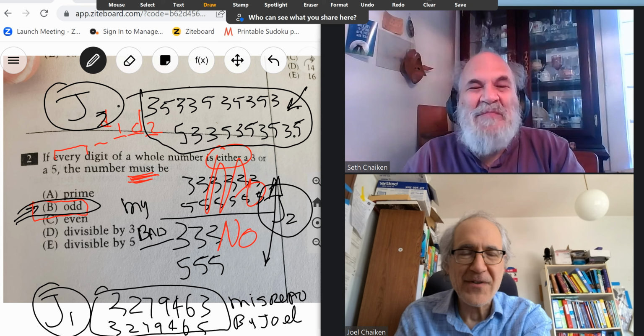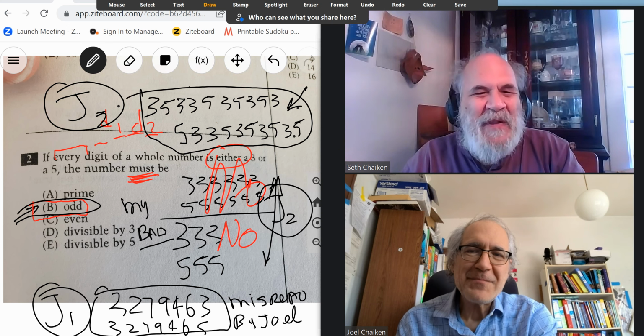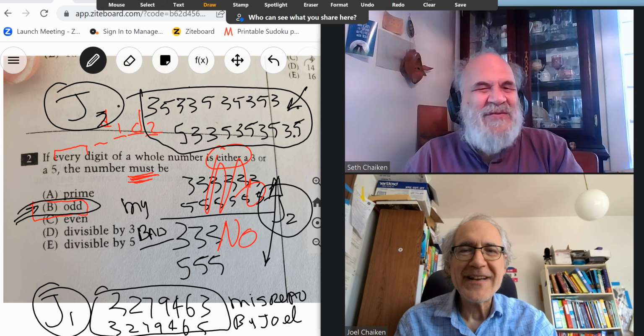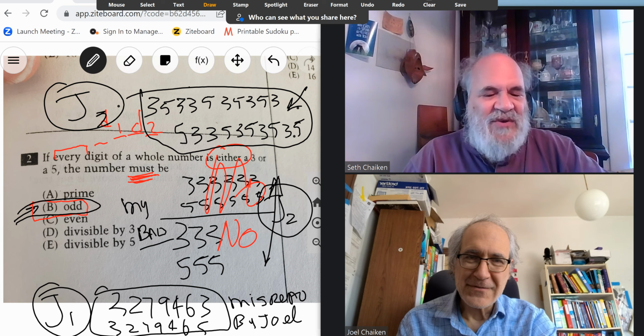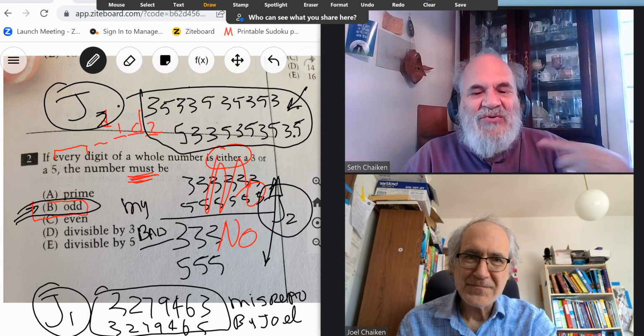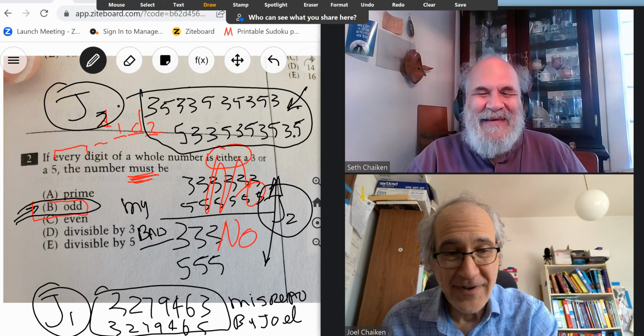Okay, that's another mistake, J1. The last digit is either 3 or 5. But you still get B as the answer. That's true. That's my only point. So you would pick an answer that is correct for a different problem. But that doesn't matter, you still get the points.